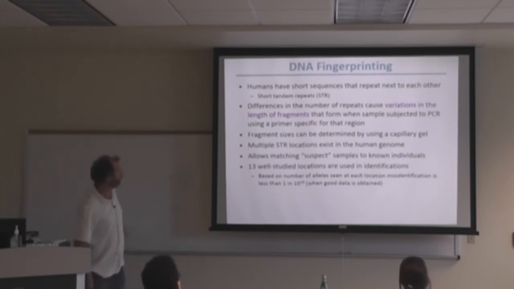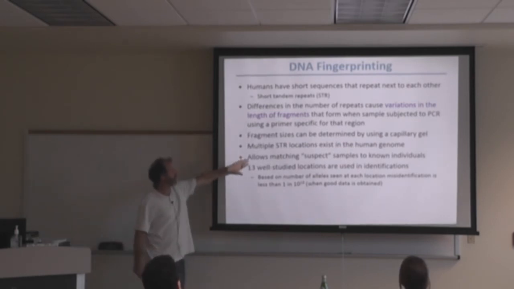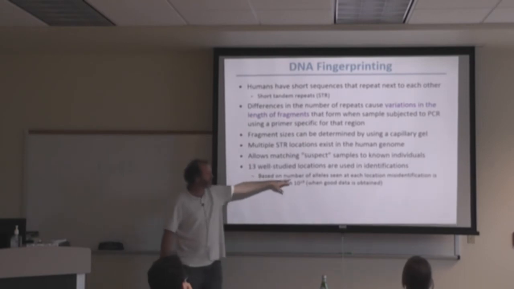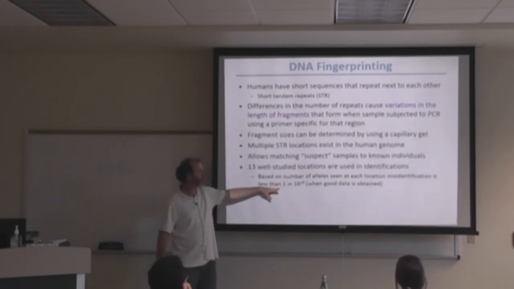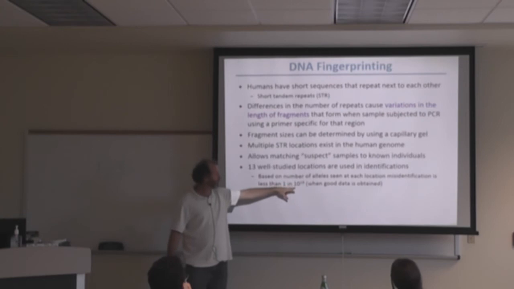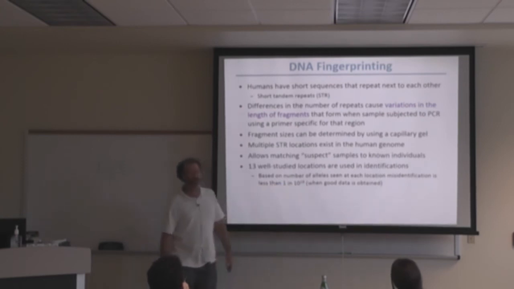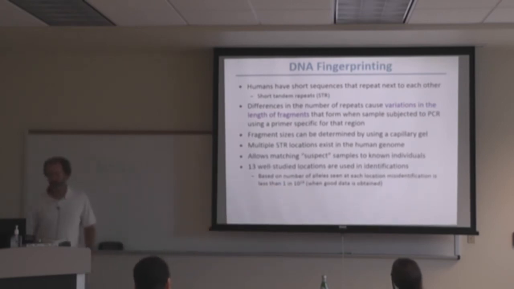They also use it for matching suspects. There are 13 well-studied locations used for identification, and based on the number of alleles seen at each location, misidentification is less than 1 in 10 to the 18th. That's why they can use those in a court of law.